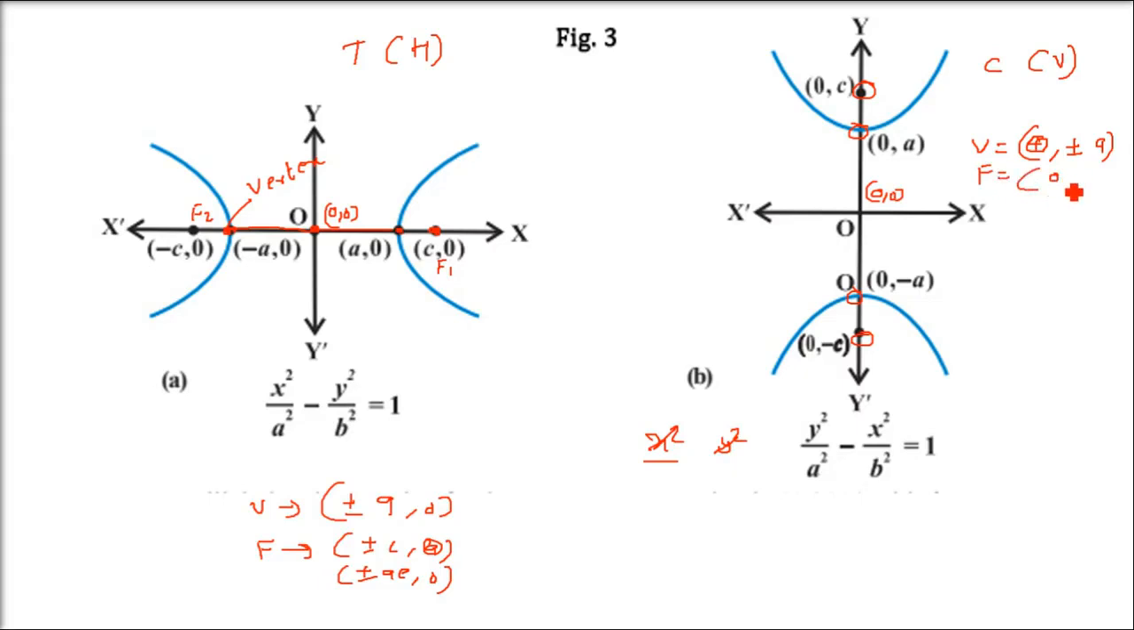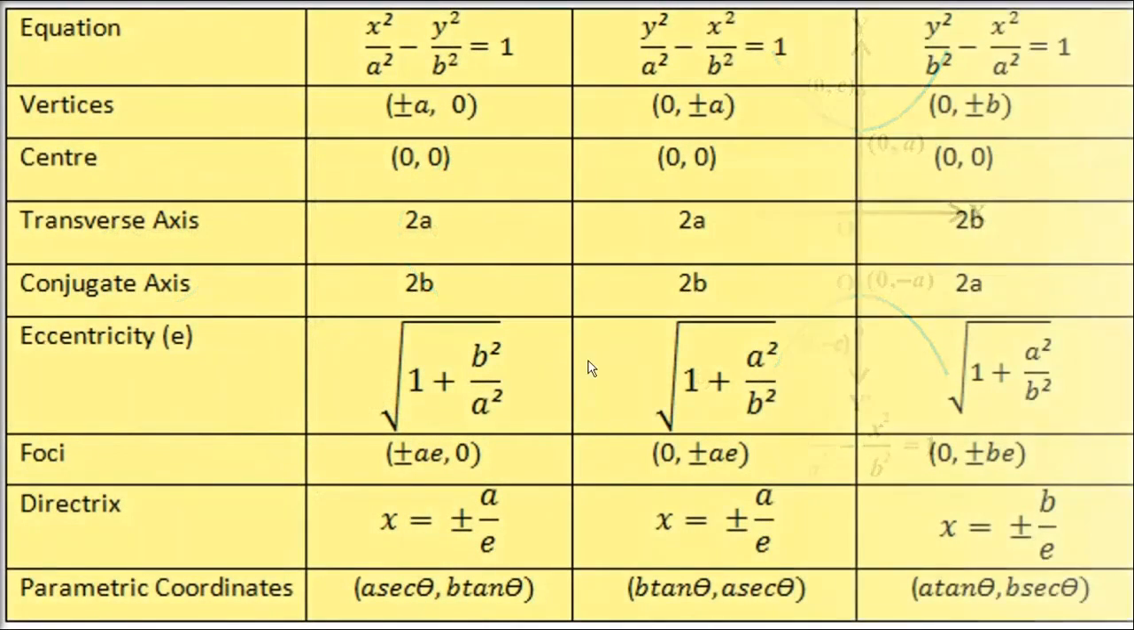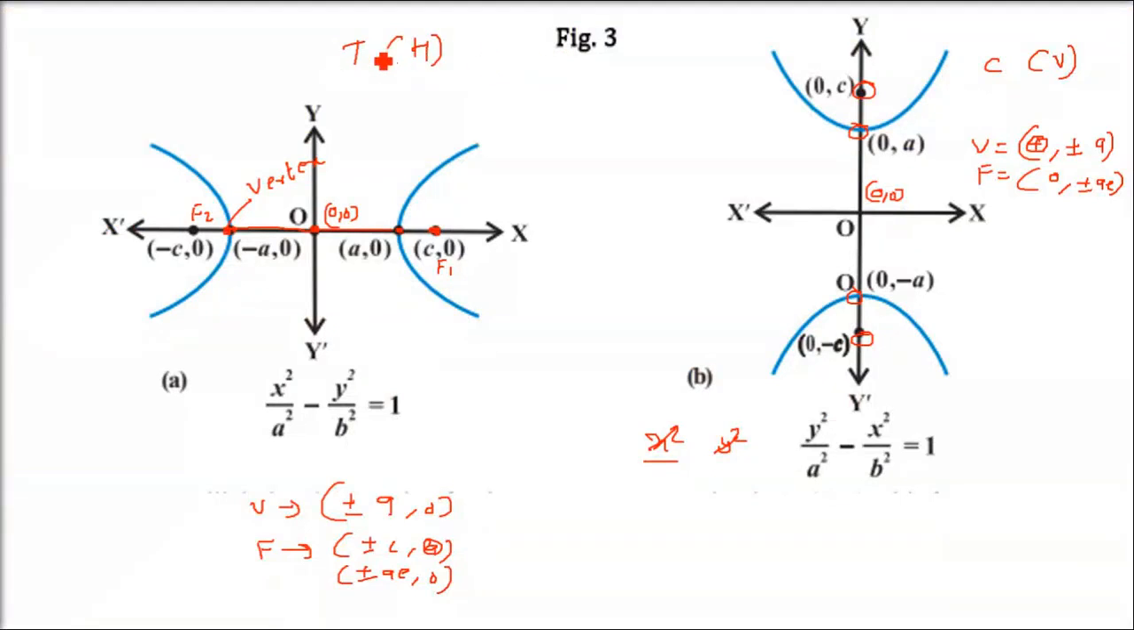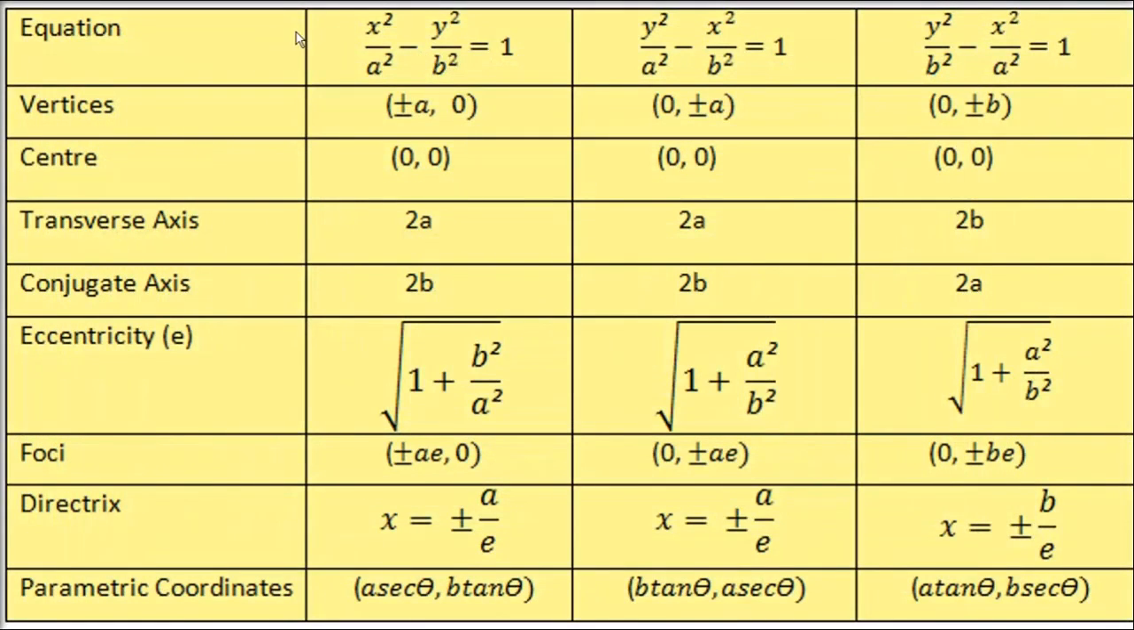Focus, similarly, again x will be 0, and similarly to what we took in the horizontal, it will be plus minus c, but as I said, this c I will prove to be ae. So as I was telling about the formula, this is the list of transverse and conjugate. The first column is the name. The second column is transverse, horizontal, T I am writing. The third column is conjugate or a vertical hyperbola.